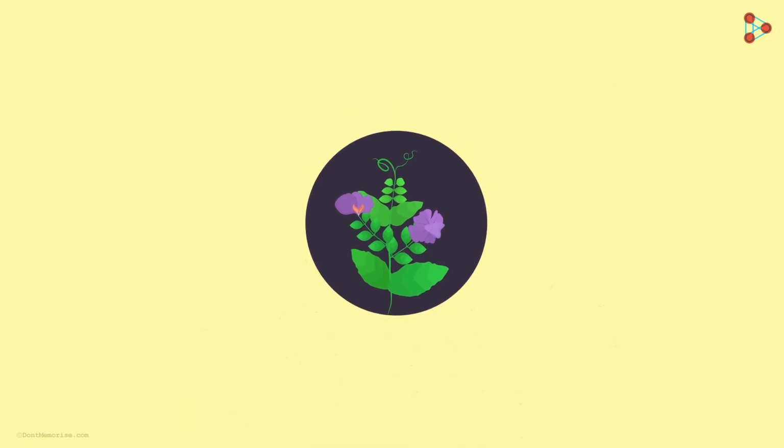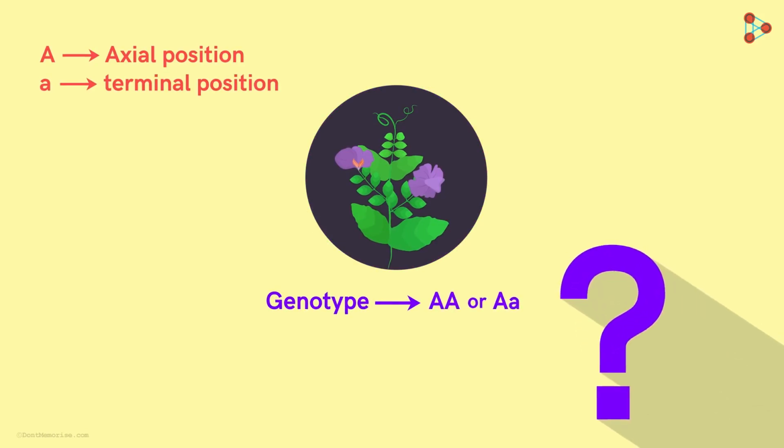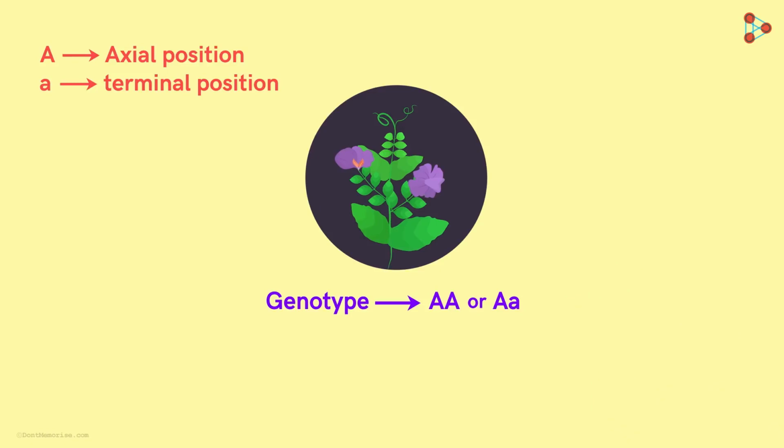Let me simplify this for you. Let's consider the alleles A in capital to represent the dominant trait axial position and a in lowercase for the recessive trait terminal position. So can you tell me whether this plant has the genotype AA or Aa? Just a glance is not enough. It could be either. Now I'm going to ask you an interesting question, and I want you to really try your best to answer it.